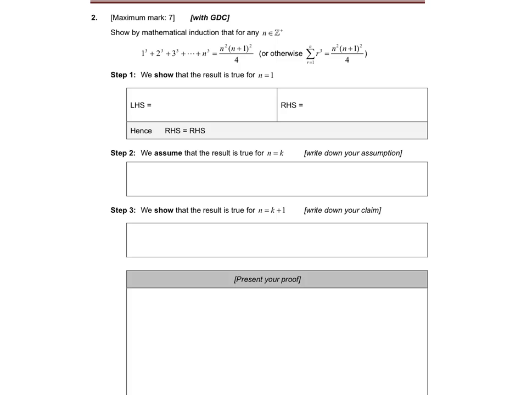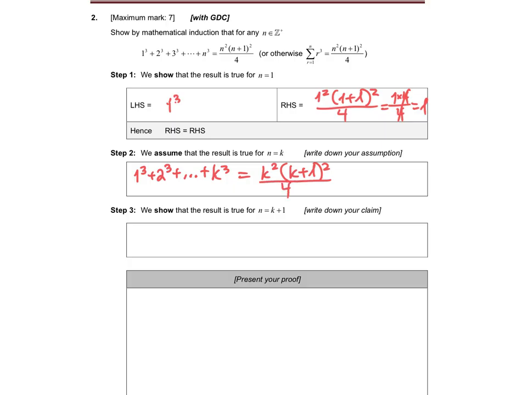Okay. So for 2, it's a walkthrough. Show by mathematical induction was the thing we just did. So we show it's true for 1. This is exactly what we did, 1 times 4 over 4, 1. We assume the result is true for n equals k. So we say 1 cubed plus 2 cubed plus ... plus k cubed is equal to k squared, k plus 1 squared over 4.